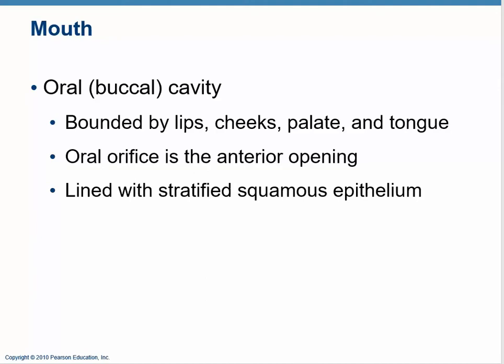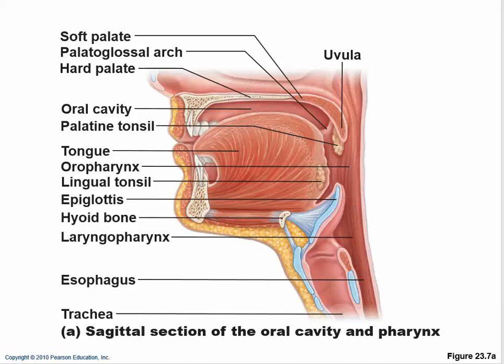We call the opening to the outside anteriorly the oral orifice, and then it opens back into the pharynx. It has a stratified squamous epithelium because what we put in there tends to be abrasive. It can be hot or cold or rough. So we need a protective layer here. Not very much absorption takes place in the mouth, so we don't really need a simple epithelium. So it looks like this in cross section. This area right here is considered the mouth.